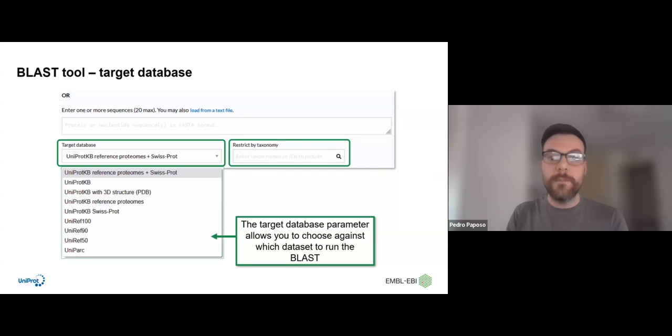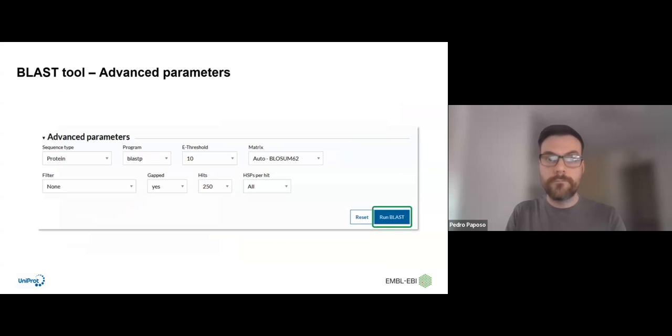So here you can see the different databases you can choose to BLAST against. You have UniProt Knowledgebase, which contains SwissProt and TrEMBL. Then you can select, for example, if you want to BLAST against reference proteins plus SwissProt. And next to it, you have the restriction by taxonomy. And below that, you also have some advanced parameters if you want to look into something a bit more specific. And after that information, you can start to run BLAST.